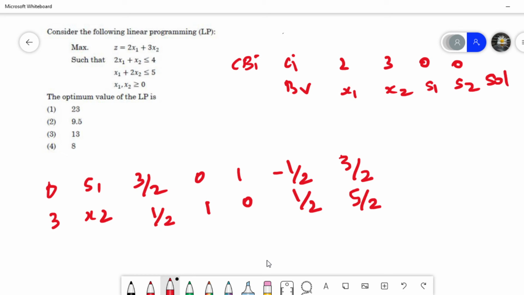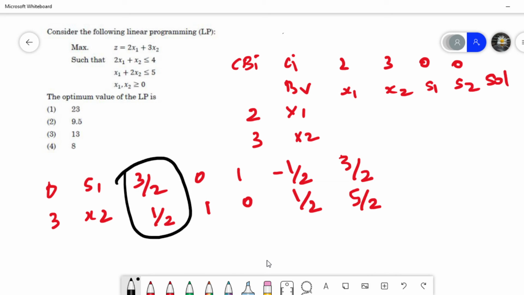So here the leaving variable is S1, the entering variable is X1. So the value is 2 for X1. This is X2. So this one is the key column, then this one is the key row.